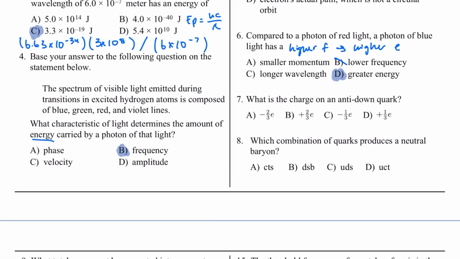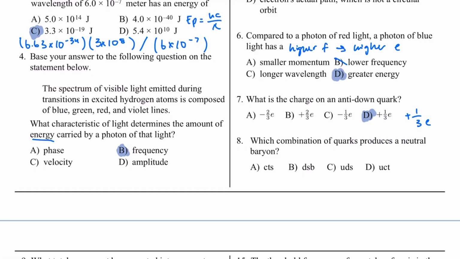Number 7. What is the charge on an anti-down quark? Remember that an anti-quark is just a quark with the opposite charge. So we just need to look at the reference table to figure out what the charge on a down quark is. So it says that a down quark is negative 1 over 3e. So we just take the opposite charge of that. So it's going to be positive 1 over 3e, which is answer choice D. Number 8. Which combination of quarks produces a neutral baryon?